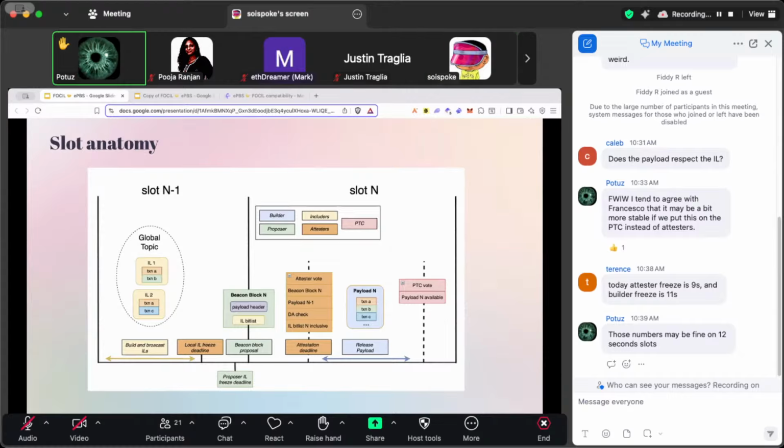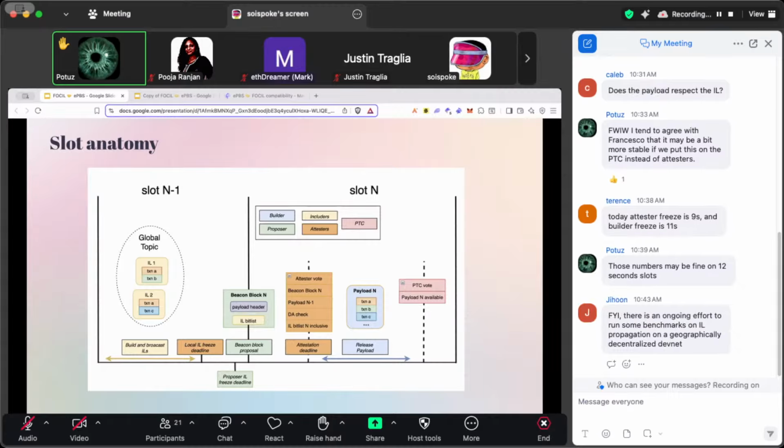Yeah, so the builder freeze that Terence said was just 1 second before the end of the slot now. That's absolutely fine now. I don't think you can make it much lower. It's never going to be a proportion of the slot. You have this fixed latency, which is bid propagation.